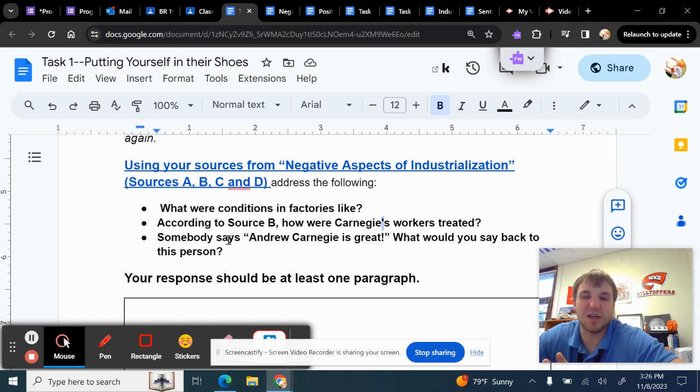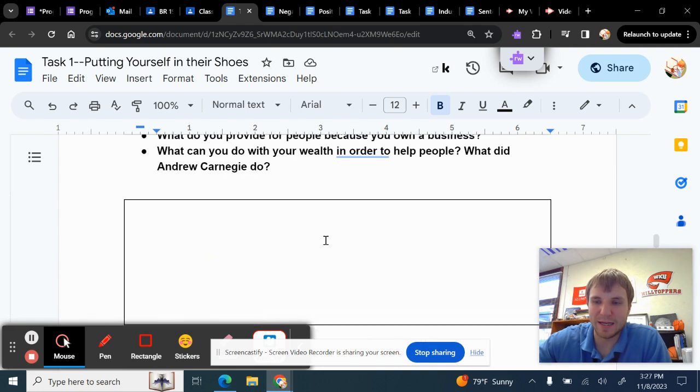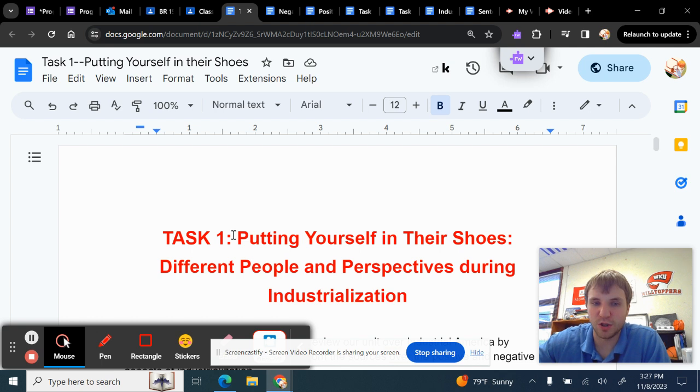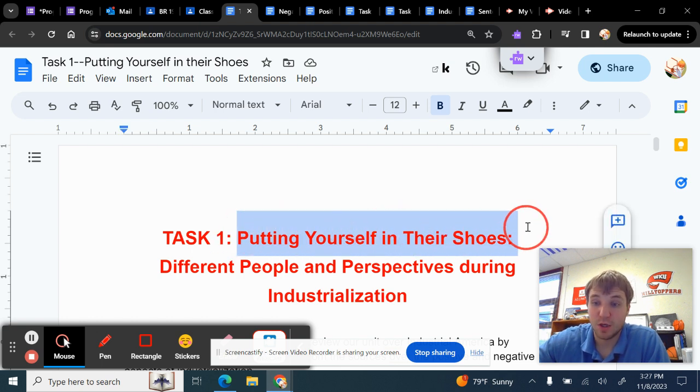And then somebody says, so you're kind of getting into your character. Somebody says, Andrew Carnegie is great. What would you say back to this person? Andrew Carnegie is great because he's donated all of these things to society and helped everybody. And what would you say to this person whenever your kids do not even have clothes because your wages are so low? And that's how Carnegie made his money. So just think about that, kind of interject yourself into that position. That is why this assignment is called putting yourself in their shoes. You are not you. You are becoming this person in history and you're thinking about this from their perspective.